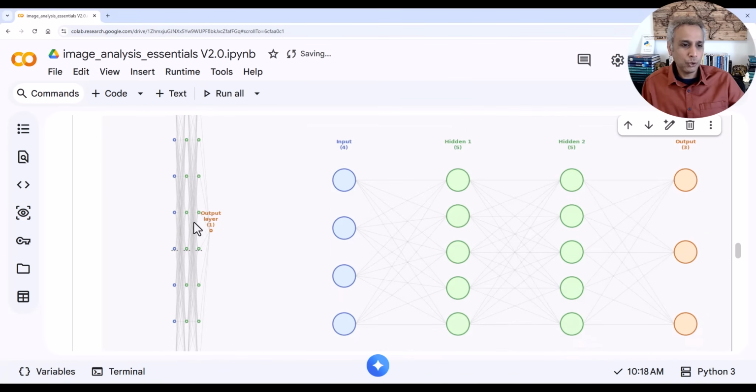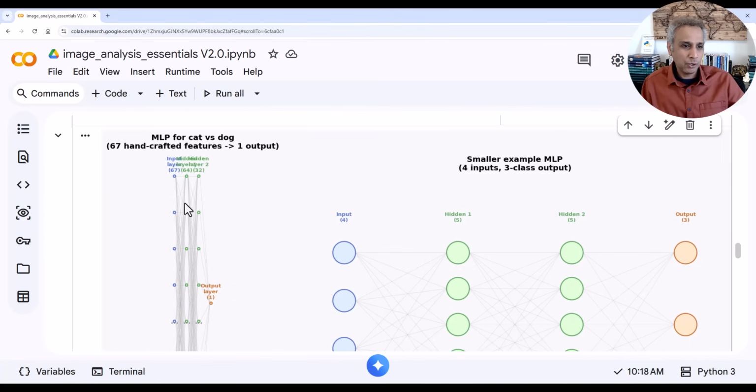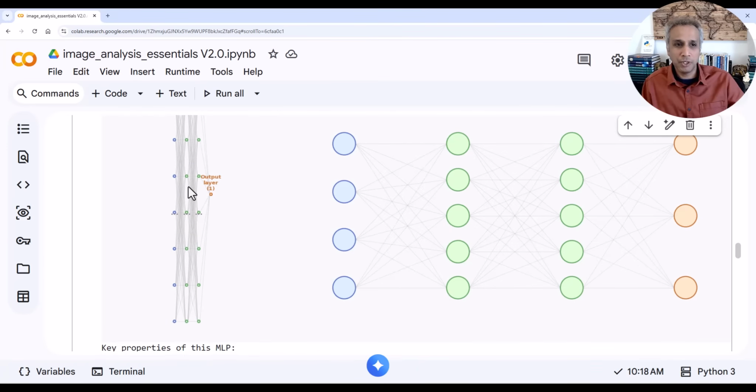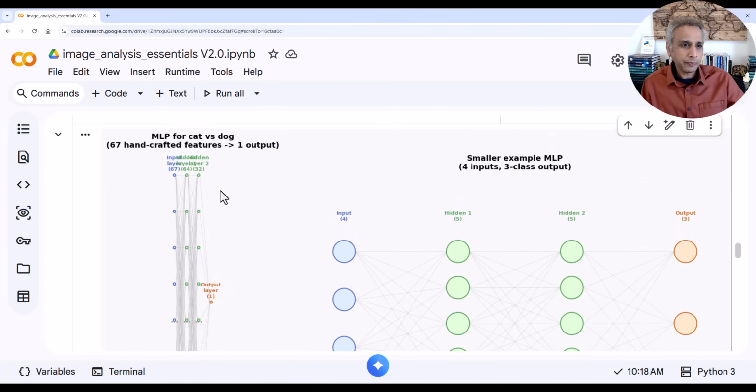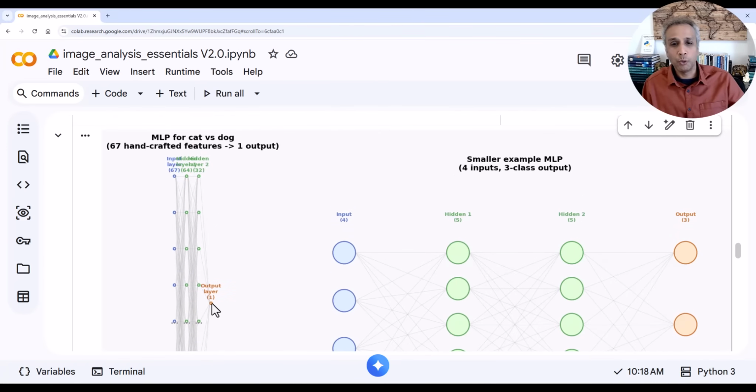All of those go through one hidden layer in this, two hidden layers actually, right? The green ones. So hidden layer 1 actually has 64 neurons. The next one has 32 neurons. I'm not showing all of those, I'm just showing a handful of them. And then they're all connected to one output layer.